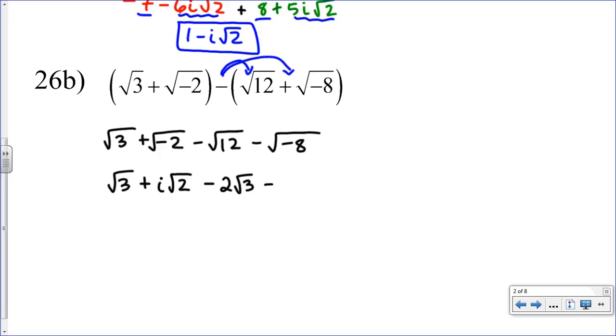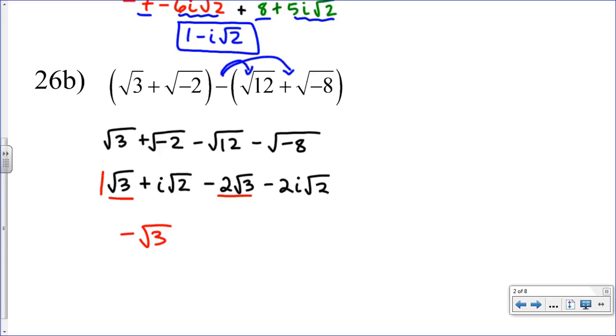Okay, minus. First of all, you have to take out i because of the negative 8. And then 8 can be written as 4 times 2. So how does 8 simplify? 2 square root of 2. Good. Okay, combine your like terms. Does square root of 3 have a like term? Negative 2 square root of 3. So 1 square root of 3 minus 2 square root of 3. Negative 1 square root of 3.